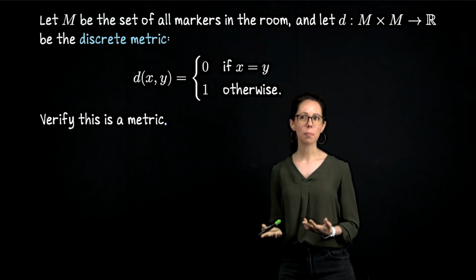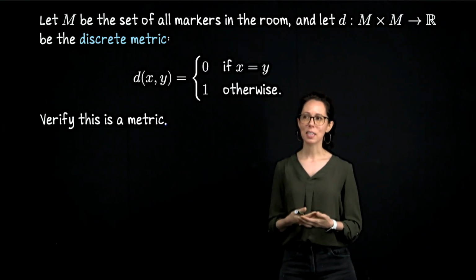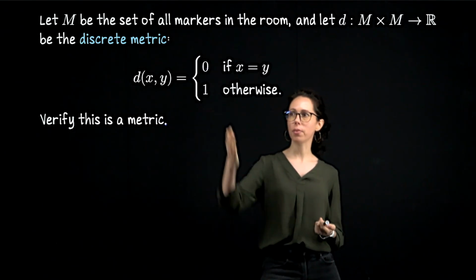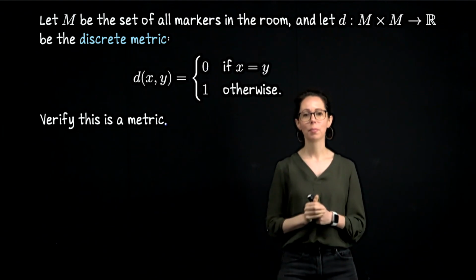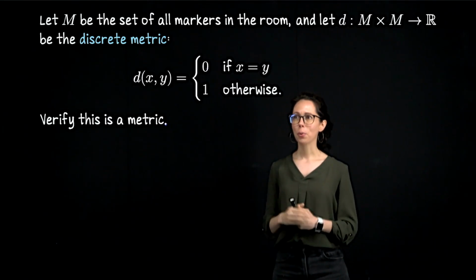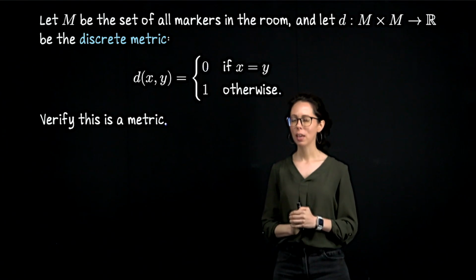Same thing with symmetry. So d of x comma y is going to be the same as d of y comma x. If they're the same, both of those values will be 0. If they're different, both of those values will be 1. Okay, so the first 3 are pretty much automatic. We can do them out loud.